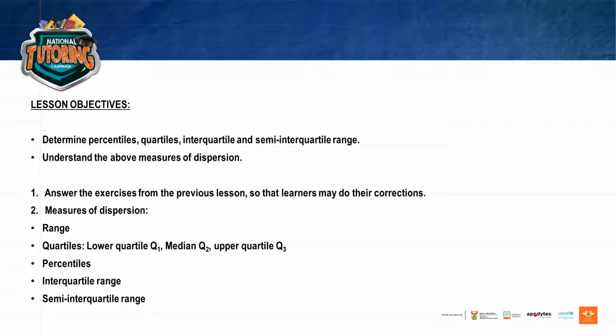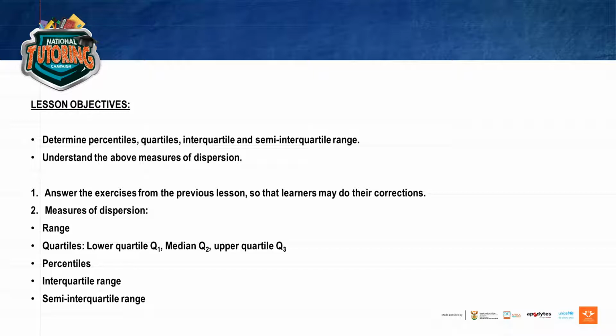Okay, what we're going to be doing in our lesson today, the first thing is we're going to answer the exercises from the previous lesson so that learners may do their corrections. And number two, we're going to focus on the measures of dispersion. Now, this can be further broken down. As we can see, the first measure of dispersion is the range. Some learners would be familiar with the range, but we would explain that further.